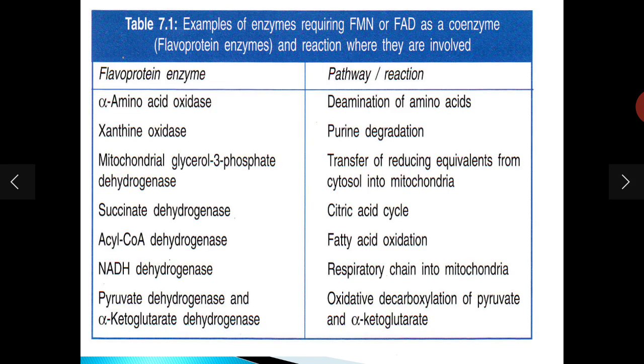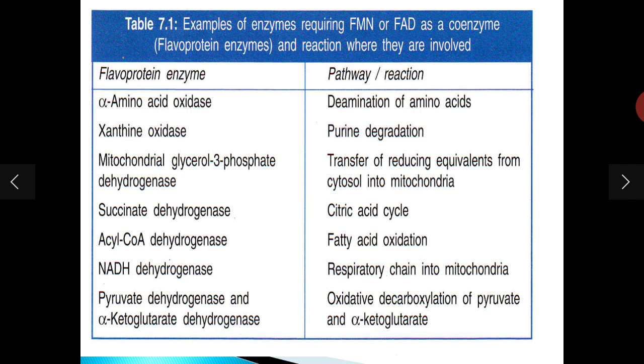So these are the different enzymes that require FMN or FAD as a coenzyme: alpha amino acid oxidase, xanthine oxidase, mitochondrial glycerol 3-phosphate dehydrogenase, succinate dehydrogenase, acyl-CoA dehydrogenase, NADH dehydrogenase, pyruvate dehydrogenase, and alpha ketoglutarate dehydrogenase. These are the enzymes which require FMN and or FAD as a coenzyme.